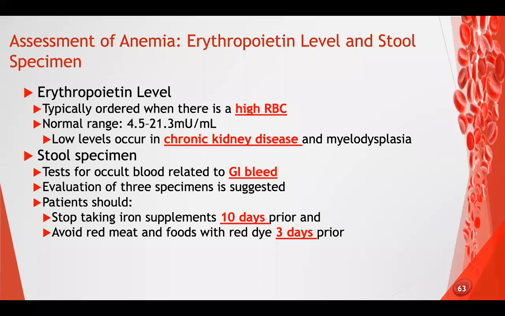So when we're looking at a stool sample, it is specifically to identify if there is bleeding, because excessive blood loss can lead to anemia. And we would want to evaluate 3 specimens or 3 bowel movements. And we want patients to stop taking iron supplements 10 days before and avoid red meat and foods with red dye 3 days prior, because this can affect what the stool sample looks like and alter the results.